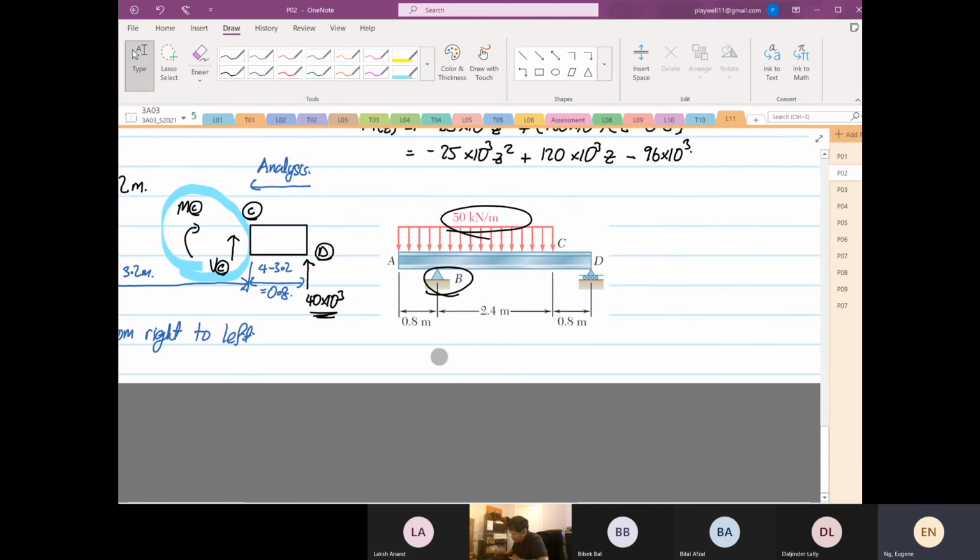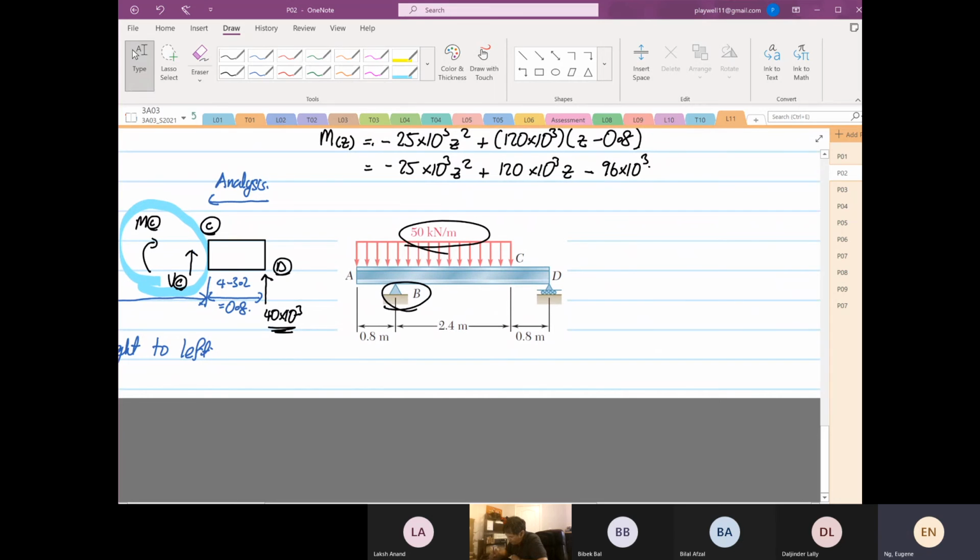Now let's write down the shear force and bending moment constants. Positive is going up. Summation of forces in the y direction is equal to 0. So you have 40 times 10 to the power 3, plus V at point C is equal to 0. So V at point C is equal to minus 40 times 10 to the power 3 Newton.